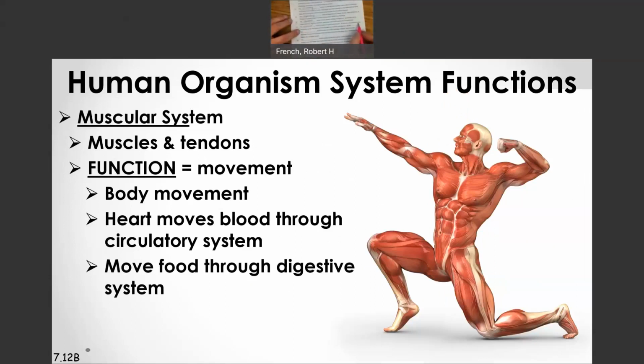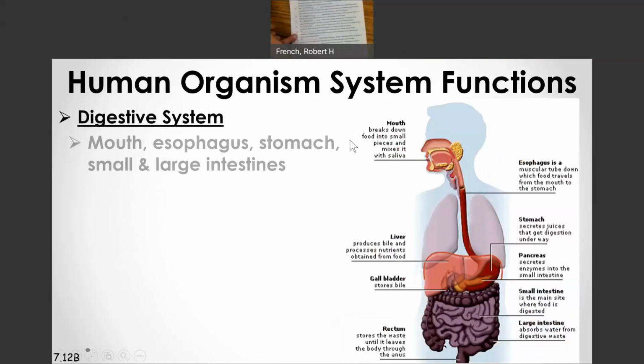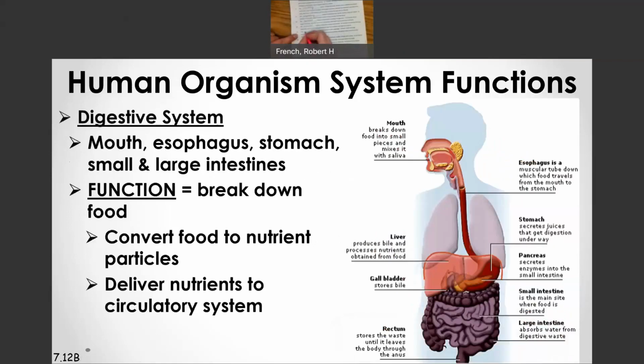Its function is to provide for body movement and to move blood and food through the circulatory and digestive systems. So we have muscles in our intestines that help move food through our digestive system. What do you know? That's the next one. The digestive system. Digestive system includes the mouth, esophagus, stomach, small and large intestines. Its function is to convert food into nutrient particles and deliver those nutrients to the blood and the circulatory system.